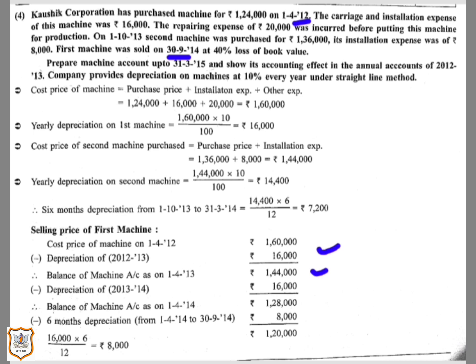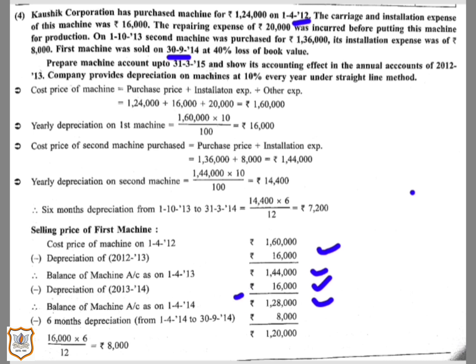In the second year also, that begins from 1st April 2013 and ends on 31st March 2014, we have utilized this machine for the whole year. This machine was with us in the second year also. So here also full year depreciation will be charged, and that is rupees 16,000. And if we deduct it, we will get 1,28,000. That is the balance of the machine account as on 1st April 2014.